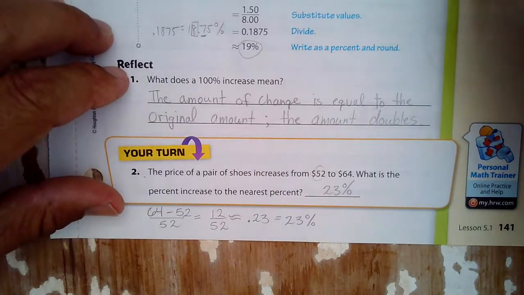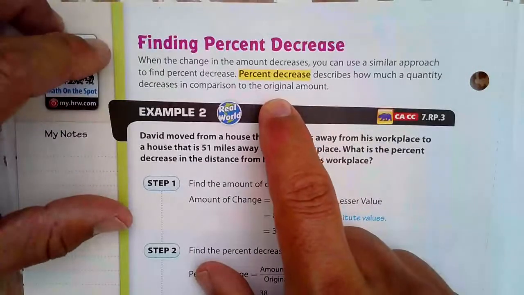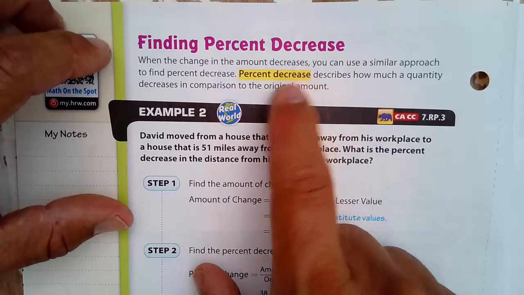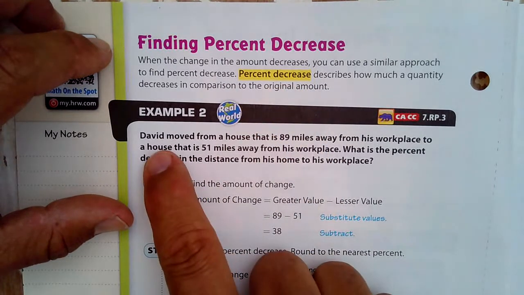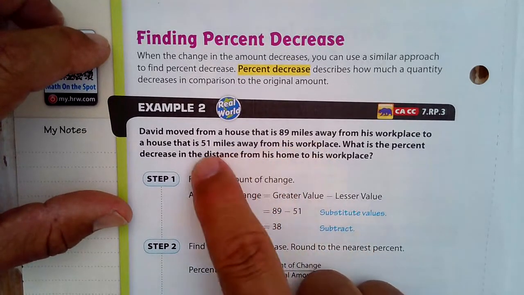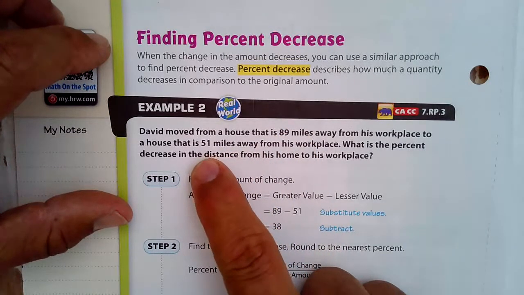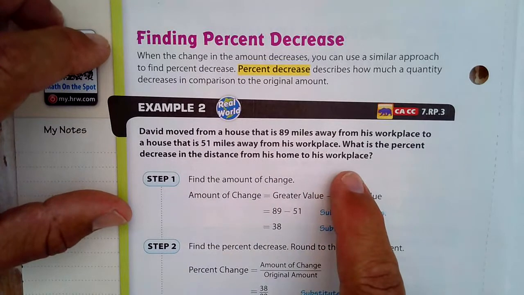So we have the next page here. Now we're doing percent decrease. When the amount decreases, you do the same kind of thing, but it's called a percent decrease instead of increase. And in this case, David moved from a house that is 89 miles away from his workplace to a house that is 51 miles away. So there's a decrease from 89 to 51. What is the percent decrease in the distance from his home to his workplace?